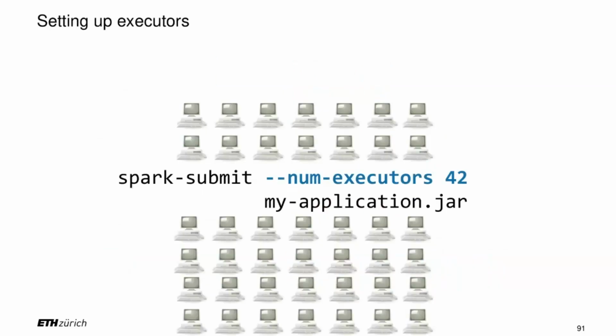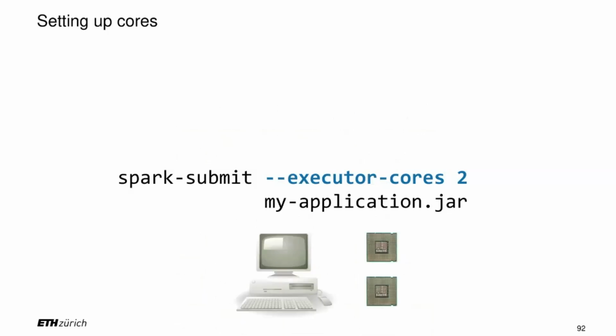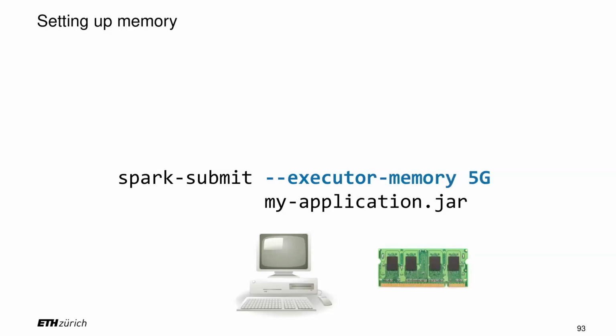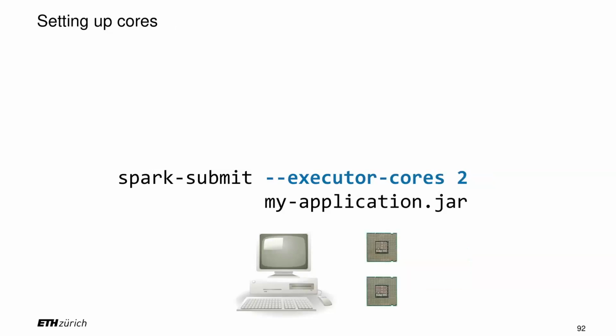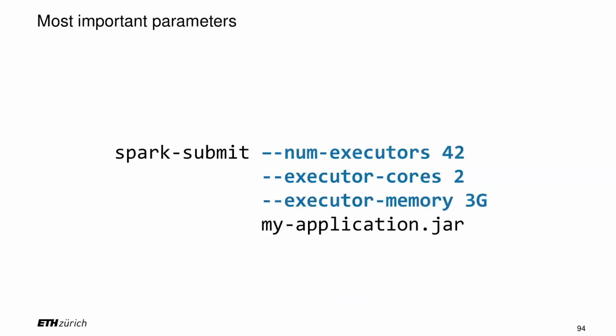Something more is that you can control the number of executors that you want. In my case, there were 2 executors, but you can control that. You can tell the cluster, I have 42 executors. I want to have 42 executors. You can also specify the number of cores per executor. In my case, it was 2. So you say executor cores 2. And you can also control the amount of memory per executor. Just say 5G or 10M, you know, giga, mega, and so on. Tera works too with a T. So you can control the number of executors, cores, and memory.